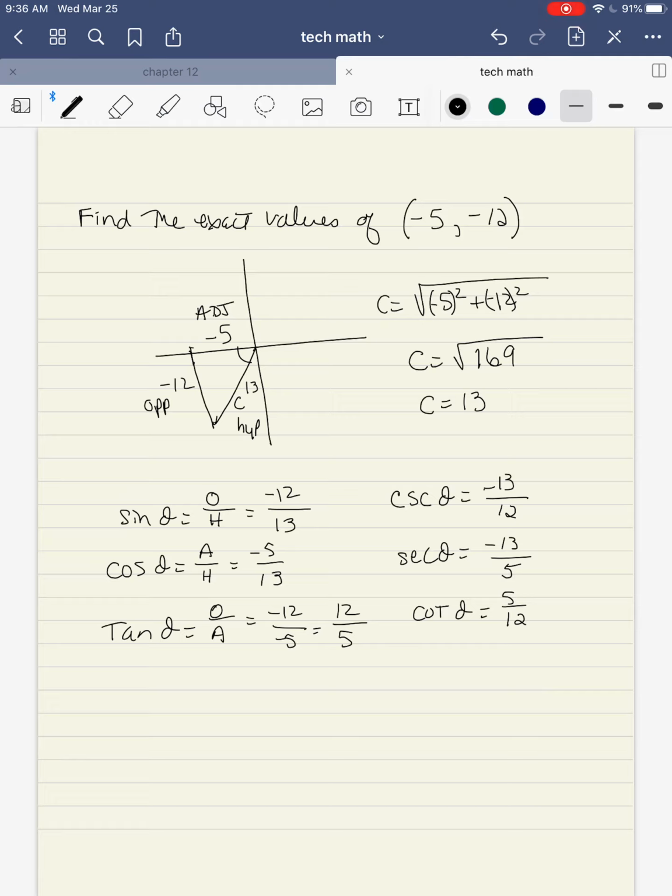The hypotenuse, using the Pythagorean theorem, is the square root of -5 squared plus -12 squared. So that's going to be the square root of 169. Square root of 169 is 13, so the hypotenuse is 13.